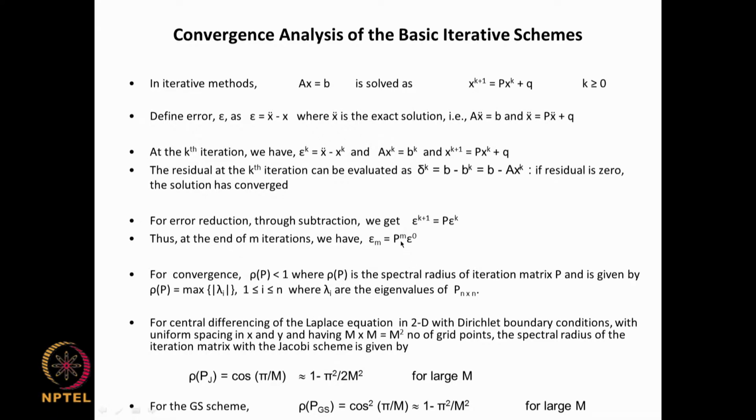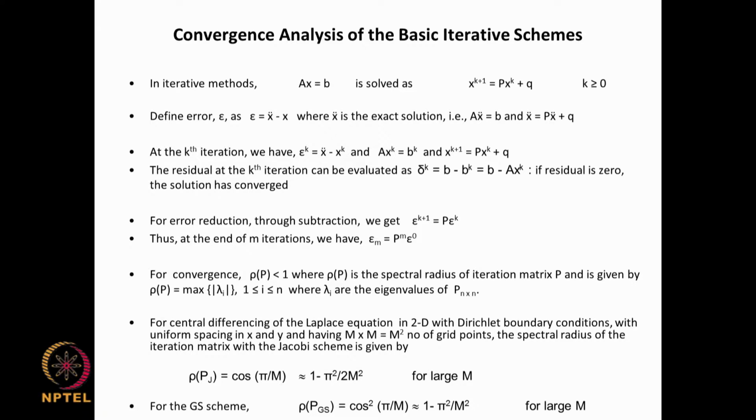So if p is less than 1 in magnitude, then you can say the error is decreasing at this rate, okay, at a rate which is a function of this magnitude of p. Okay. So what is this magnitude of p here? It is again not the norm of p or anything like that.